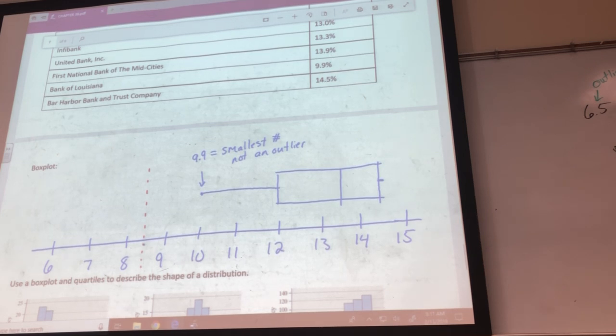And then the last thing we want to do is we still want to acknowledge that the outlier is part of our data set. So over here at 6.5, we'll just draw a little asterisk. That part is just going to be an outlier.